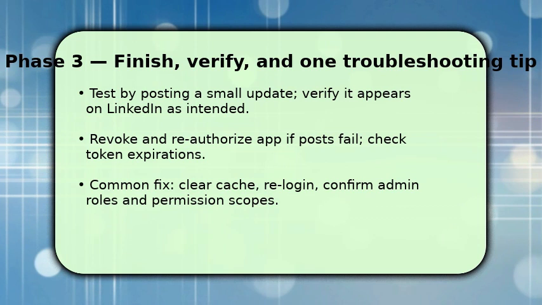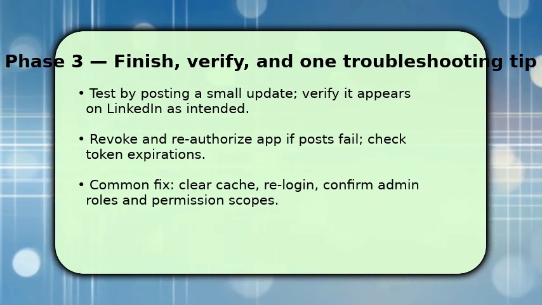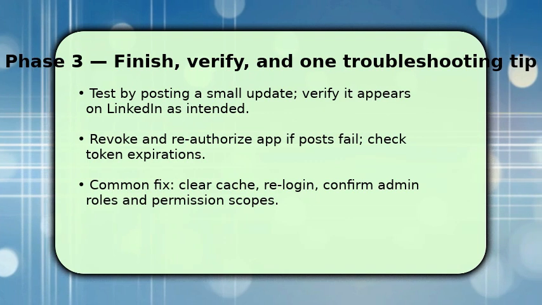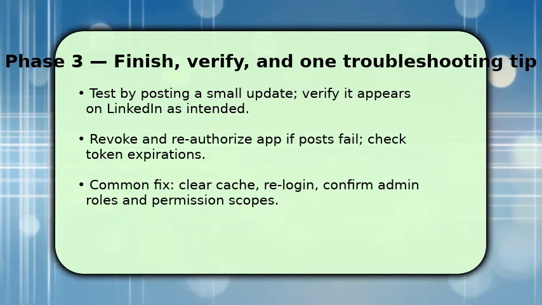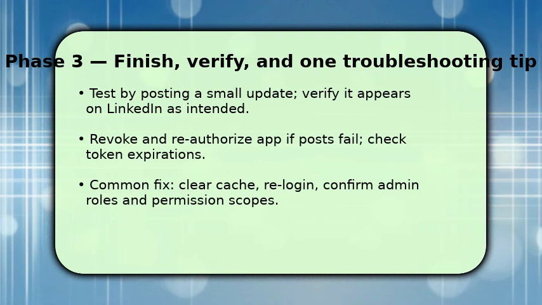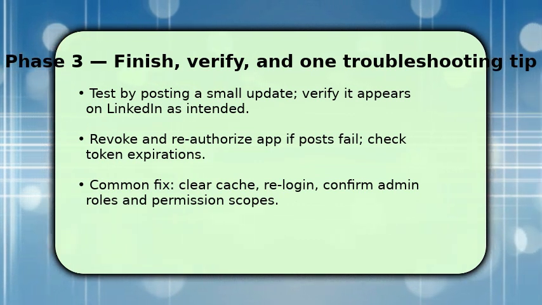If errors persist, revoke the app's permissions and grant them again. This often re-establishes the correct scopes. Finally, adjust visibility and audience settings on the live post so it reaches the right people.